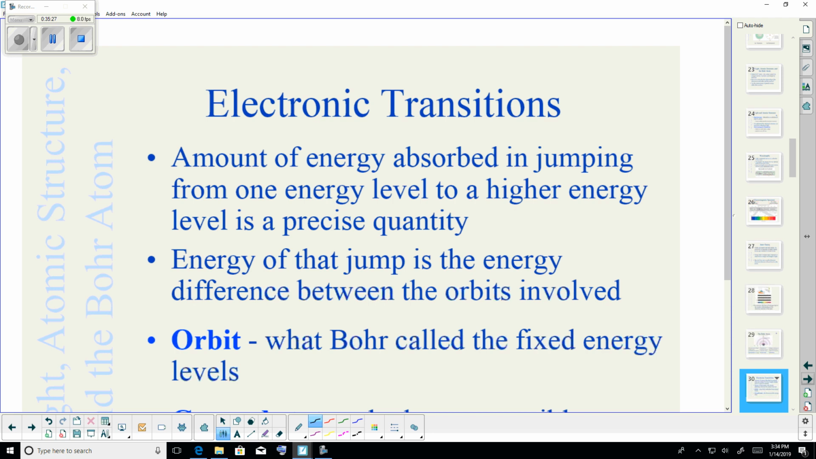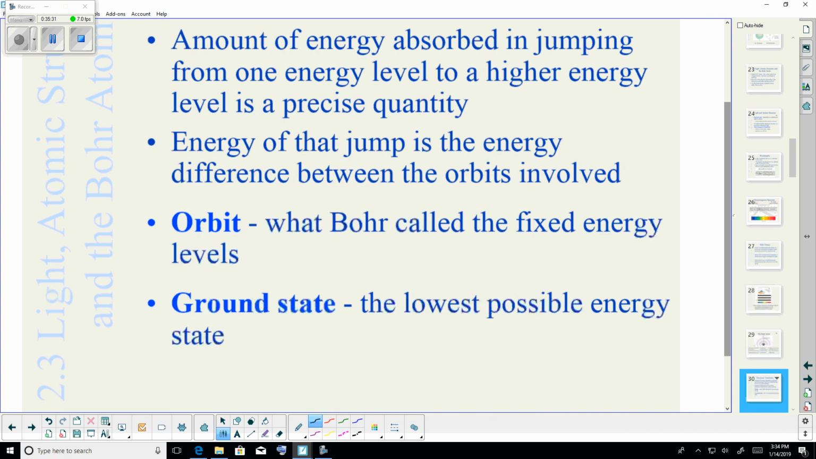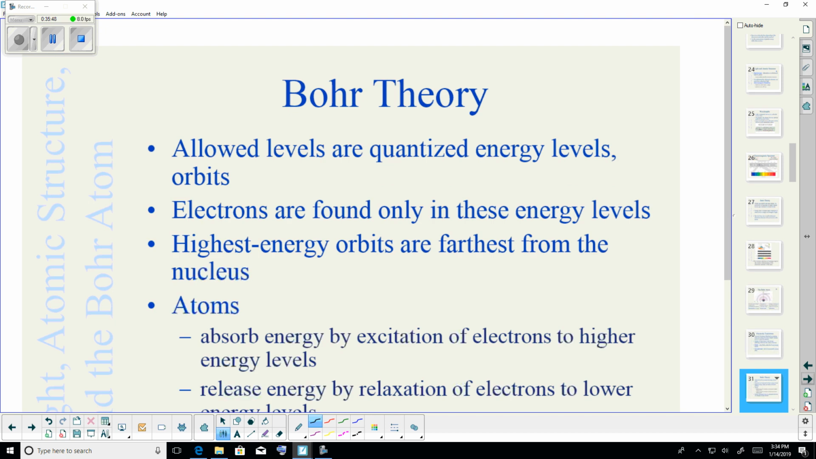So Bohr called what was between the levels orbits, and ground state was the lowest possible energy state. You may have heard someone described as being well grounded. That means that they're usually calm and not very high energy. So his theory, a lot of levels are quantized energy level orbits. Electrons are found only in these energy levels.